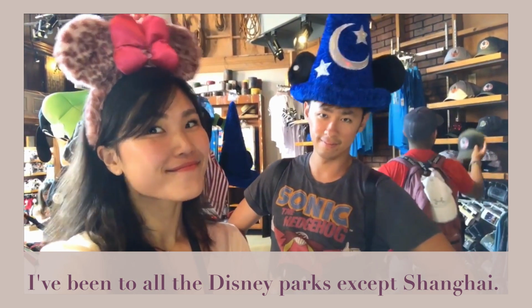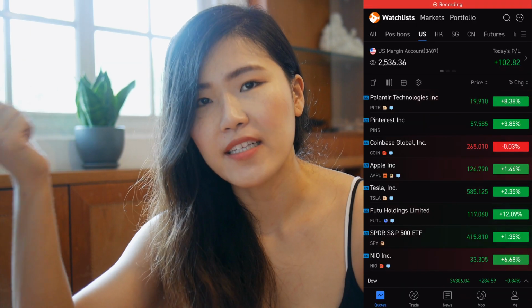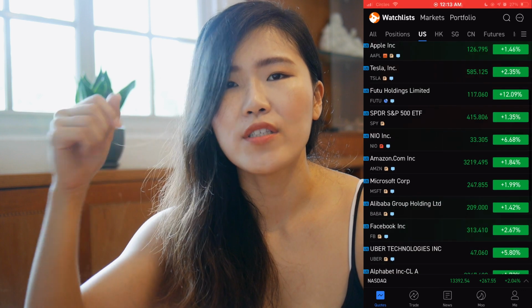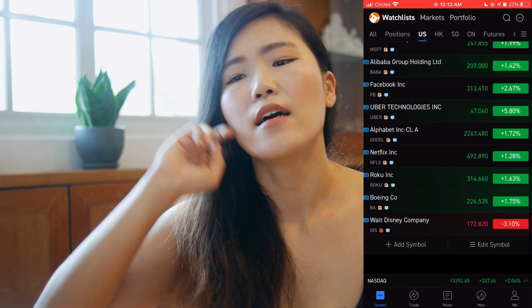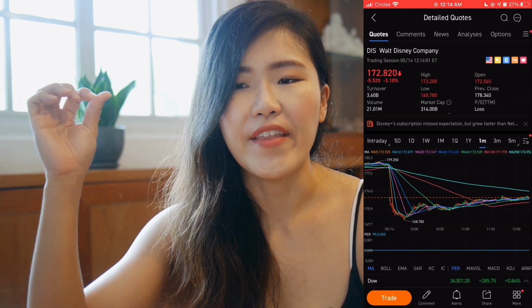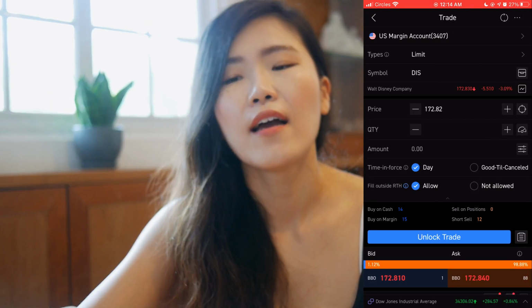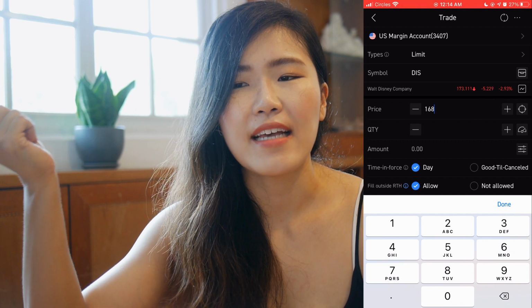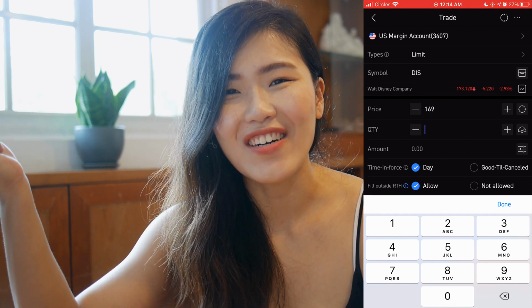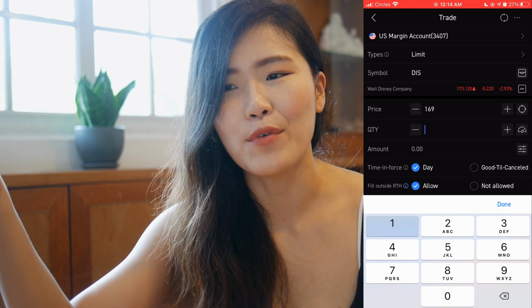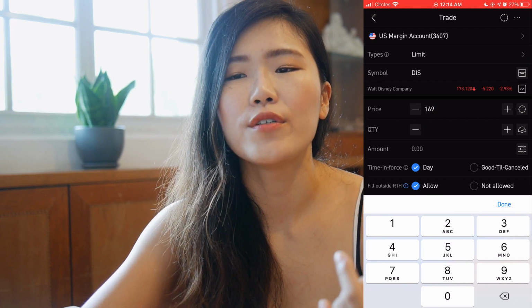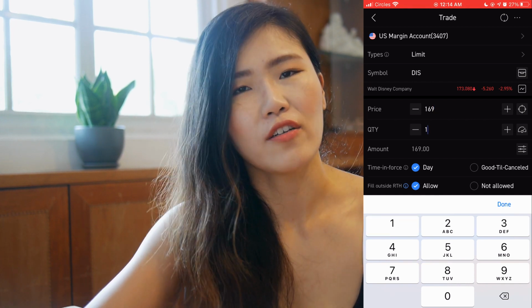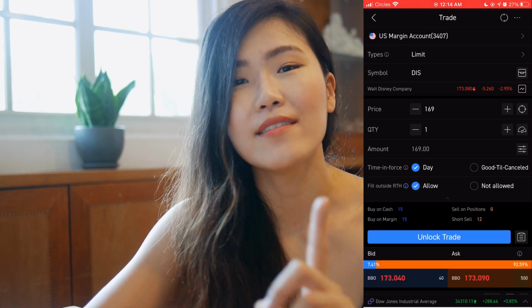So I tried to place a limit order. There are various ways you can place an order, but I prefer clicking into quotes under the US markets watch list. And then I would search for Disney ticker and click into Disney. And then I'll click into trade. I'll key in the price. In this case, I've put $169 as the price since $168 was the lowest price of the day. And I put 1 quantity for the stock that I want to get. So I'm just getting 1 Disney stock.